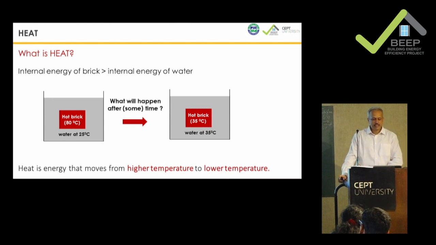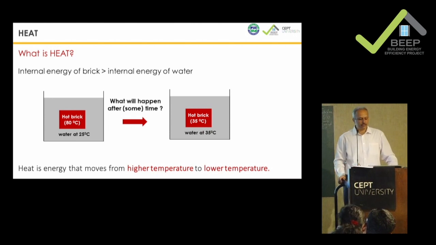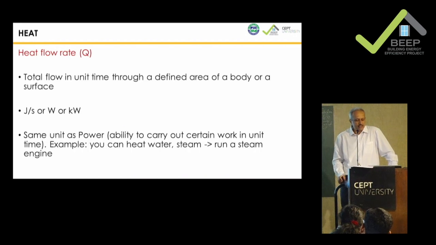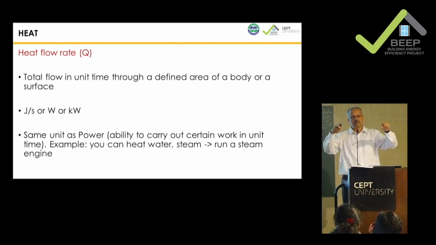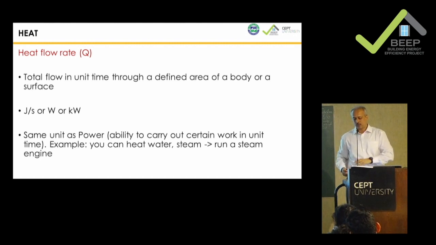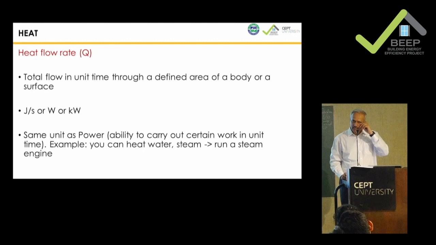And that's where the heat flow rate, Q, comes into the picture. The total flow in a unit time through a defined area of a body or a surface. So how much will it transfer from 1 square meter of X amount of wall? How long will it take? That's where the heat flow rate becomes important, and we measure that in watt or kilowatt or joules per second. Same unit as what we use in power.